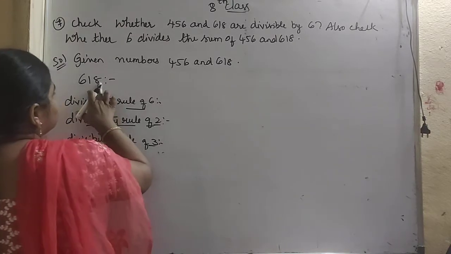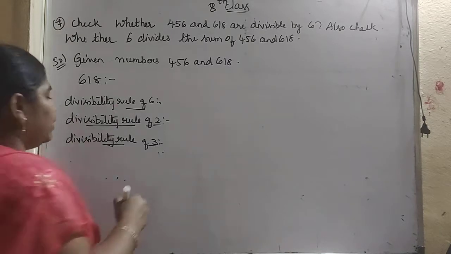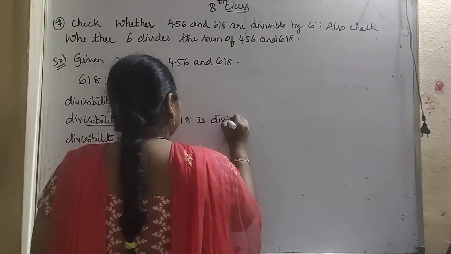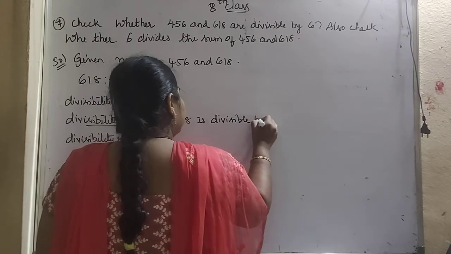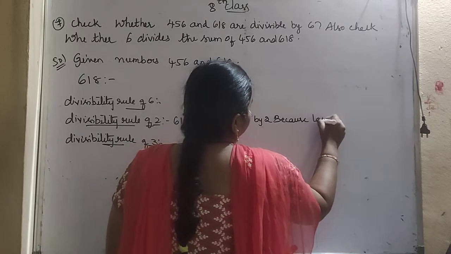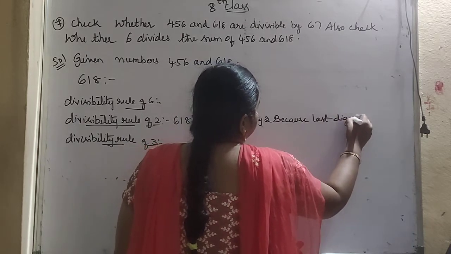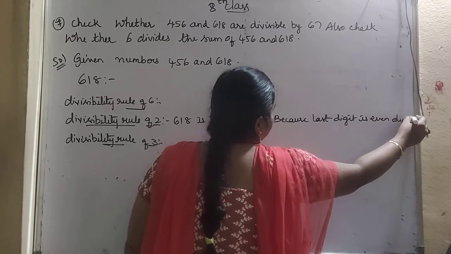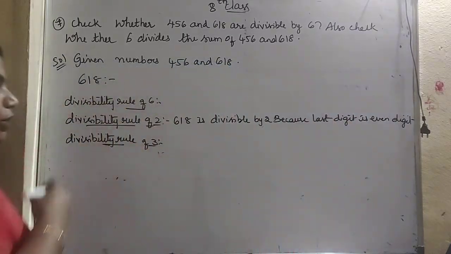For 2, the last digit should be an even number, so it is an even number. So 618 is divisible by 2 because the last digit is an even digit. So this is the divisibility rule of 2.